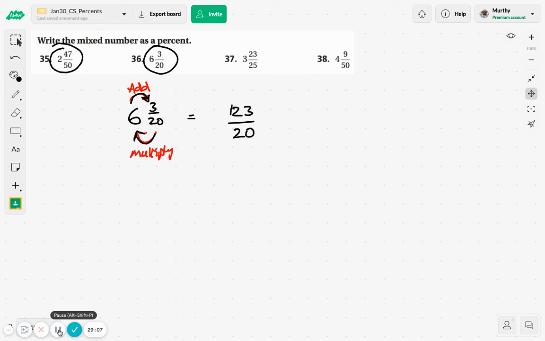Now the question is, you are asked to express these values as percent. You know how to convert a fraction to a percent. I'm not going to explain further because the given fraction is to be multiplied by 100%. Already we discussed that earlier.